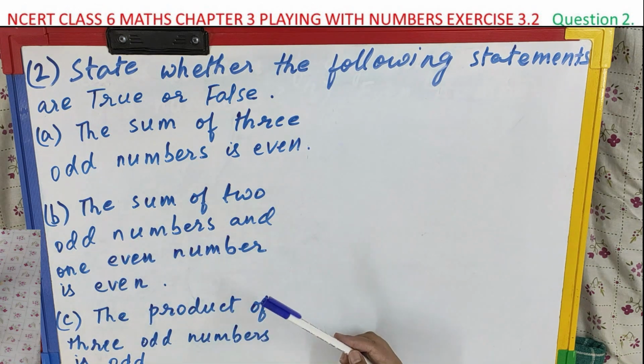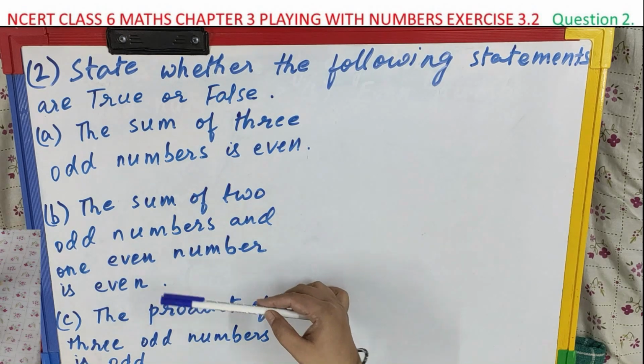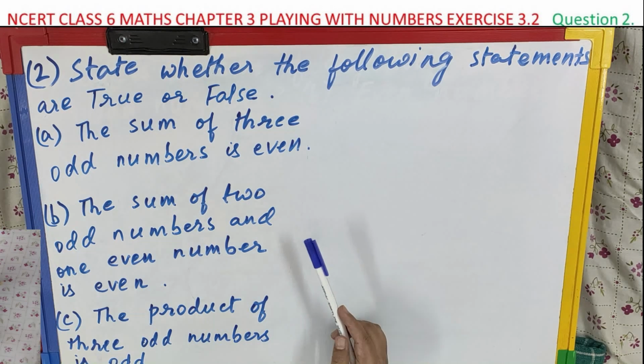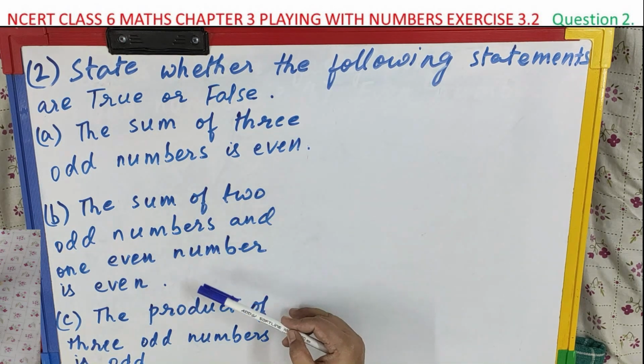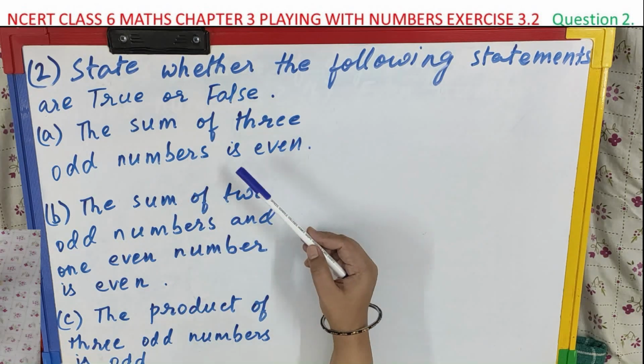On this board there is less space, so I have written up to C, but in the book we have up to J: A, B, C, D, E, F, G, H, I, J. We will do all those questions, but for the lack of space I have written only up to C. I will write the next questions and solve them.